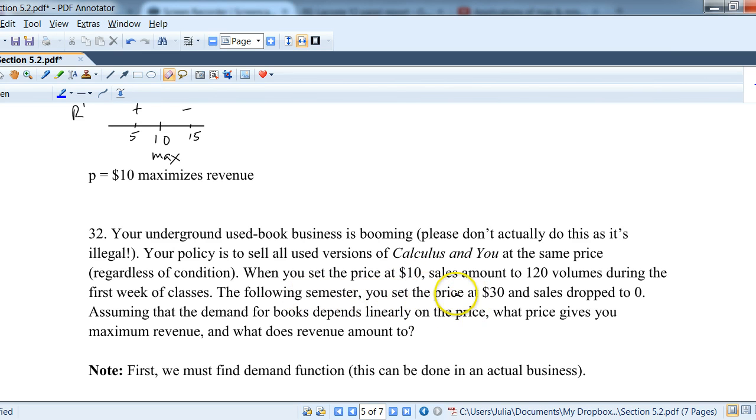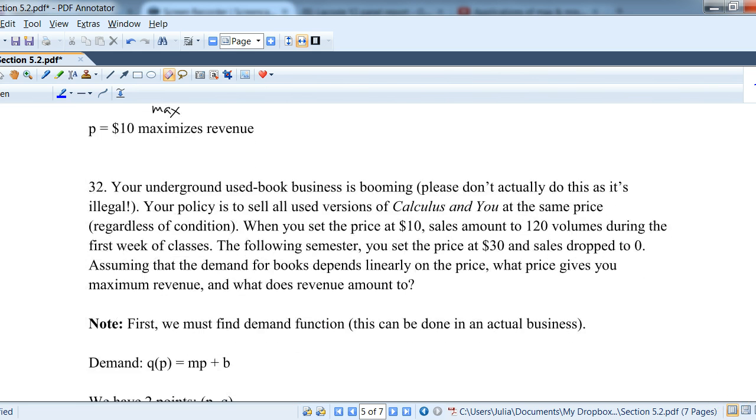So the following semester, you set the price at $30. I think I already mentioned this, and the sales drop to 0. So the demand depends linearly on the price. What price gives you the maximum revenue, and what does that revenue amount to?